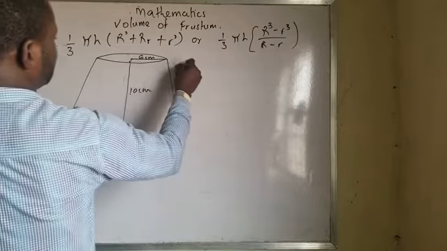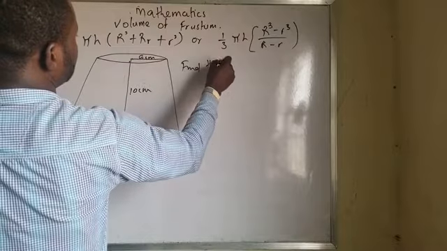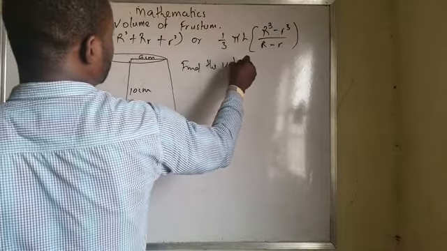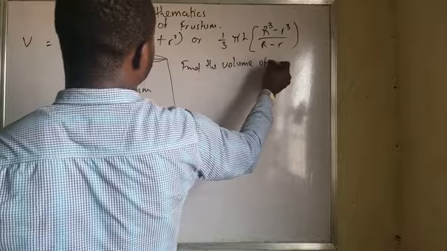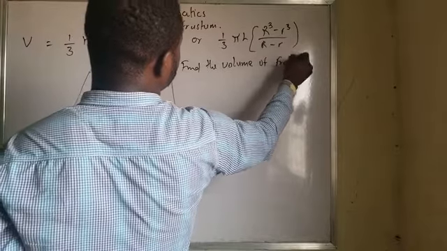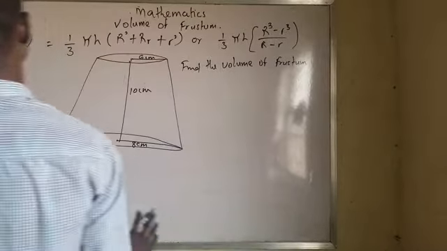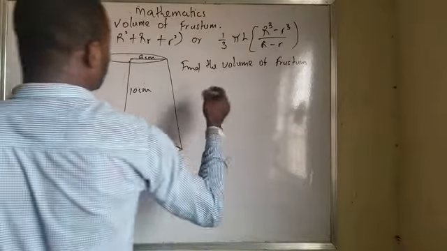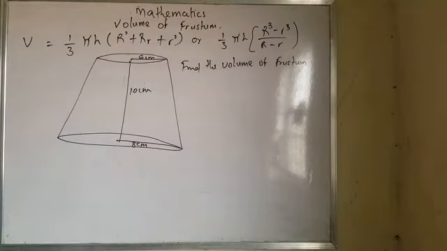Now calculate, or find, the volume of the frustum, correct to the nearest whole number. Okay, it means I don't need decimals. How do I go for this?